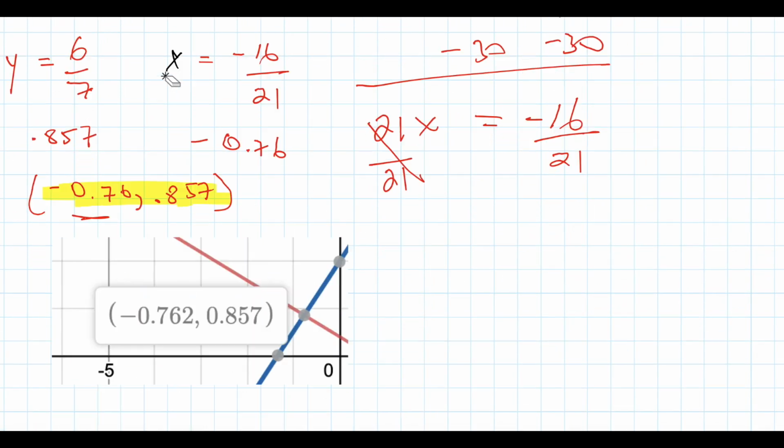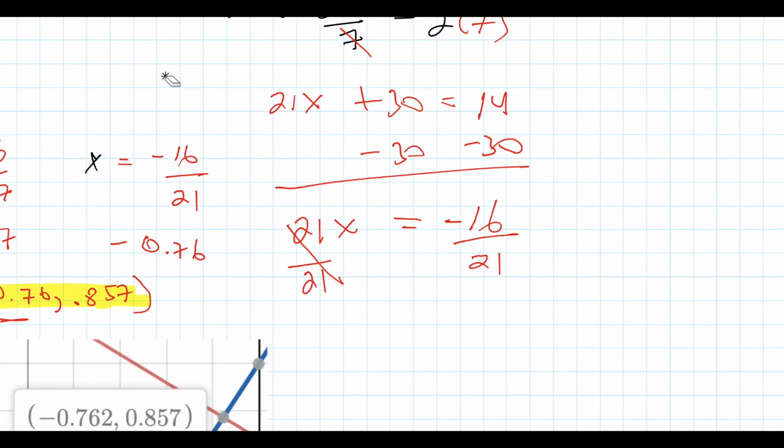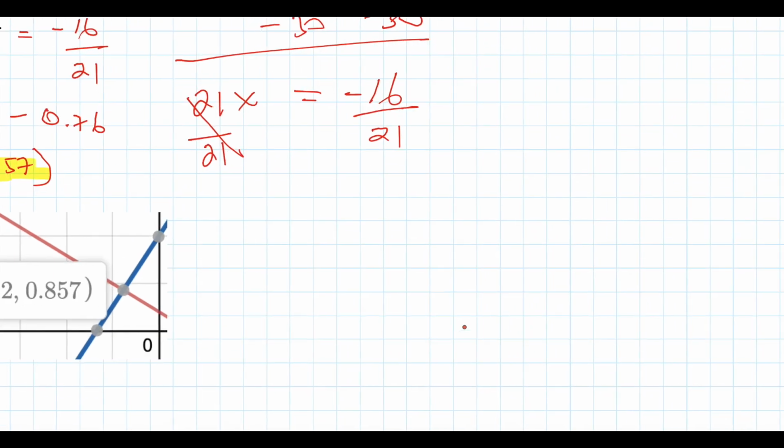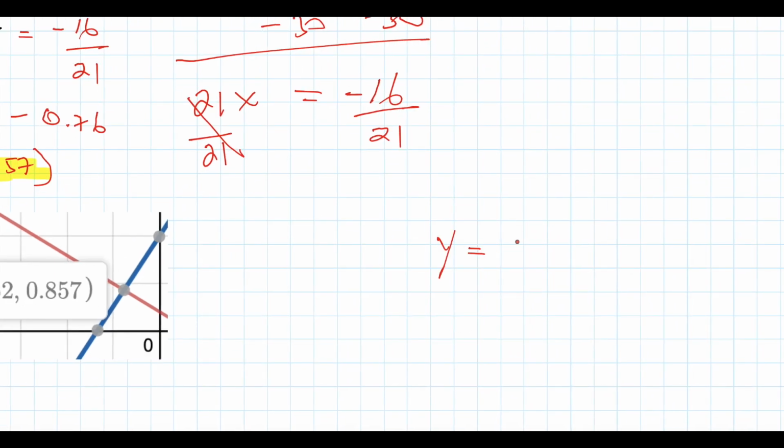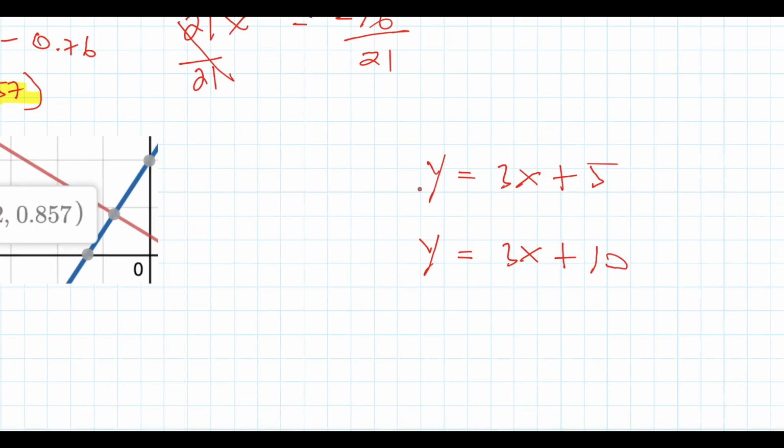Now, if you have a system of equations, I can make one up. Let's say I have y equals 3x plus 5, and y equals positive 3x plus 10. What do these both equations have in common? 3x, same slope. So therefore they are parallel.